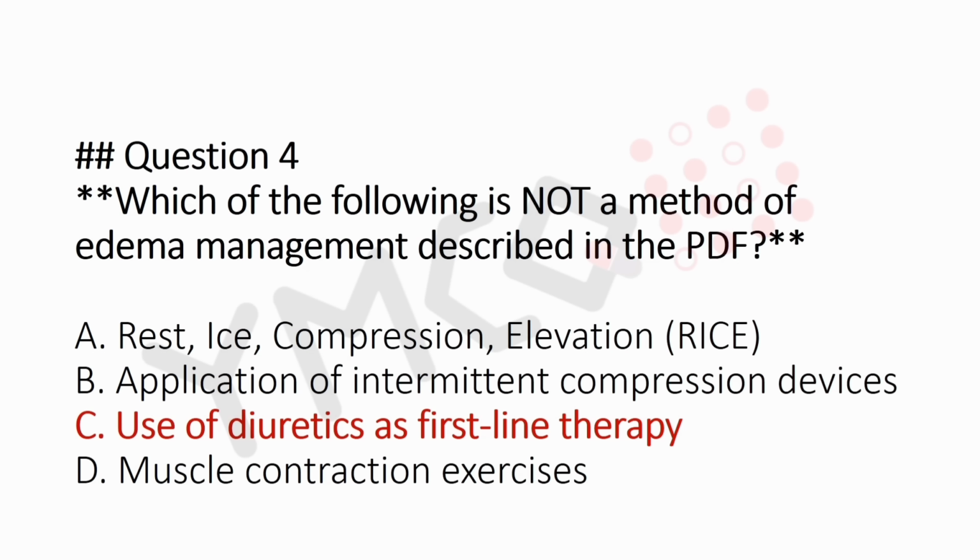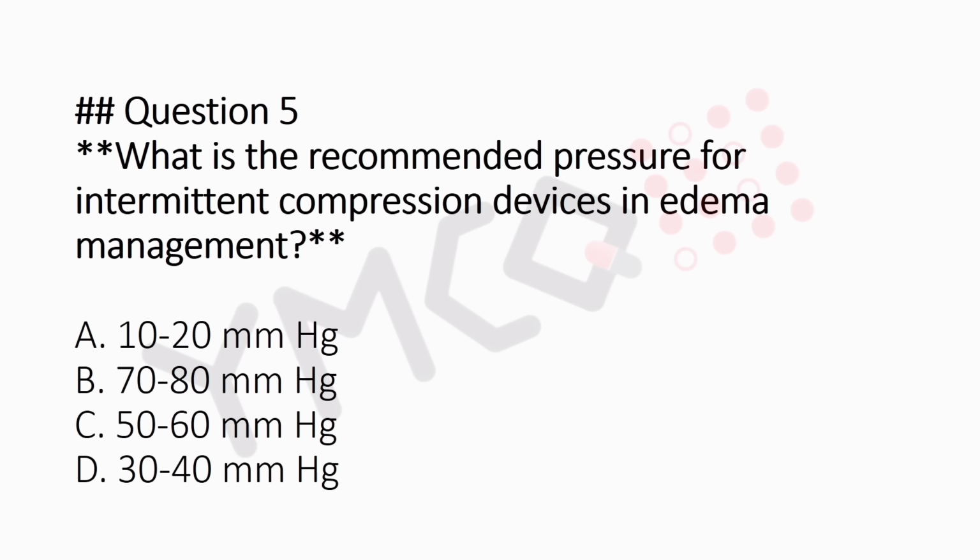Now let's move to question number 5. What is the recommended pressure for an intermittent compression device in edema management? Option A. 10 to 20 mmHg. Option B. 70 to 80 mmHg. Option C. 50 to 60 mmHg. Option D. 30 to 40 mmHg. And the answer is Option D. 30 to 40 mmHg.